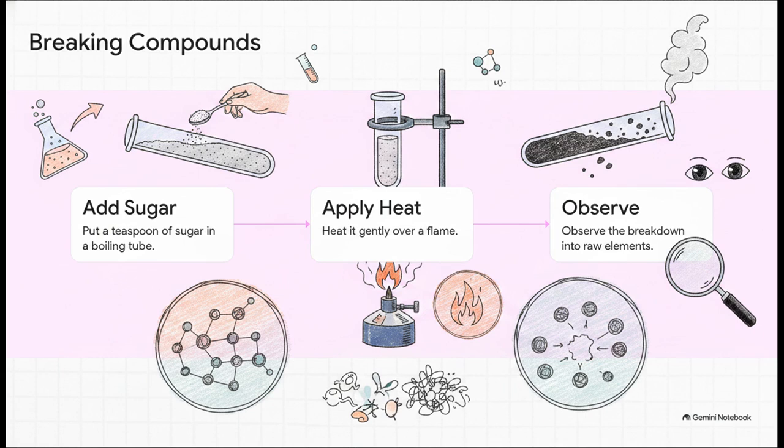And you can actually witness a compound breaking down in real time. Unlike a mixture of salt and water, which you can separate just by evaporating the water off, breaking down a compound takes a bit more effort. If you take a teaspoon of sugar in a boiling tube and gently heat it over a flame, you'll see it chemically break down, revealing the raw elements locked inside. It's a pretty stark visual reminder of the structural differences hiding right inside everyday items.